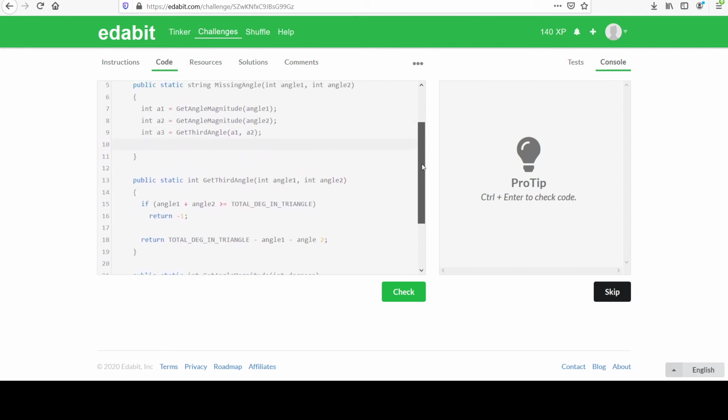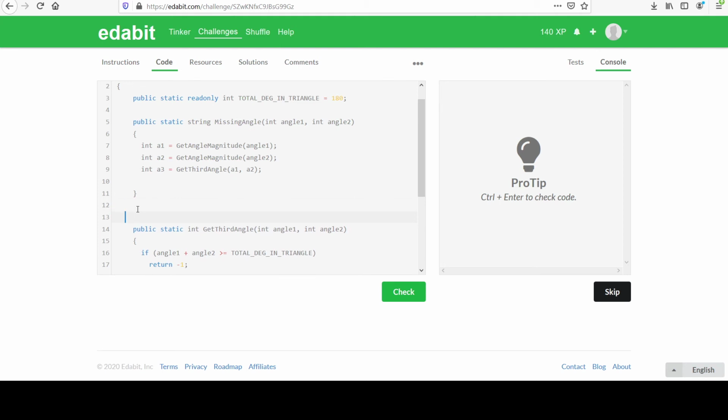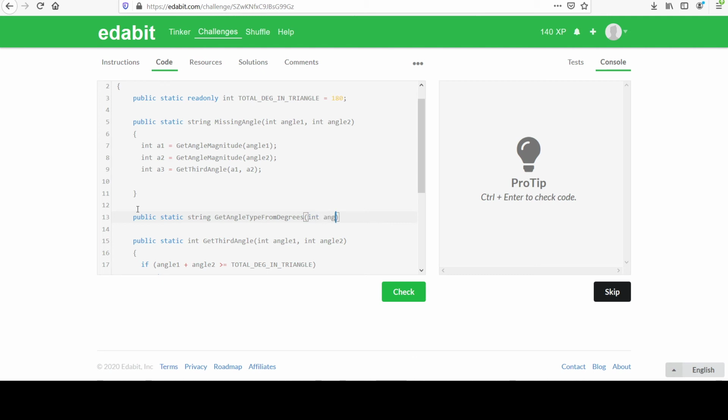Do you remember that from the directions? They wanted either acute, obtuse, or right. So we're going to go public static string is what they wanted for that. A lot of times you might use an enumeration in a program, but they want a string. Get angle type from degrees, or we could call it, yeah, sure, that's pretty good, but spelling matters. Get angle type from degrees, and we'll take an int angle.